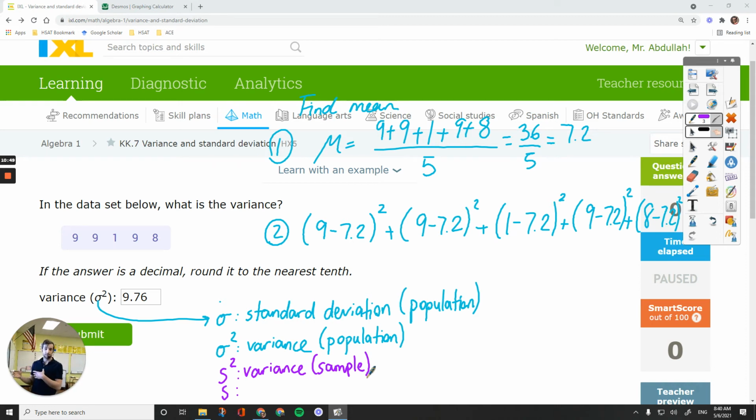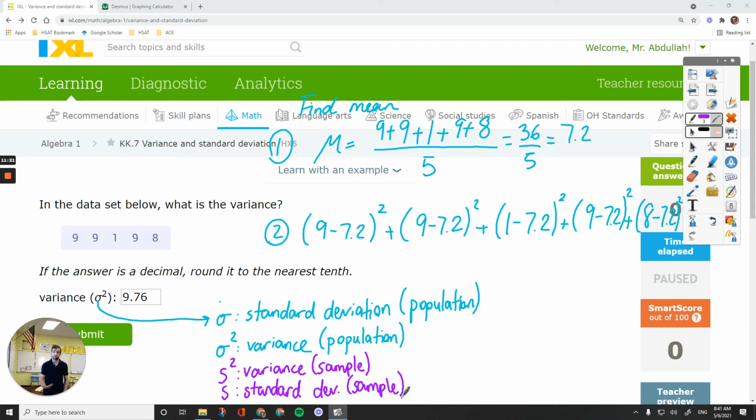And there is a difference between them. The formulas of each are different, so make sure that you know the difference. When you see the letter S, that belongs to a sample. If you're dealing with sigma, that weird symbol, the O with the tail, then you're talking about a population. And this one here, just letter S, is standard deviation of a sample.